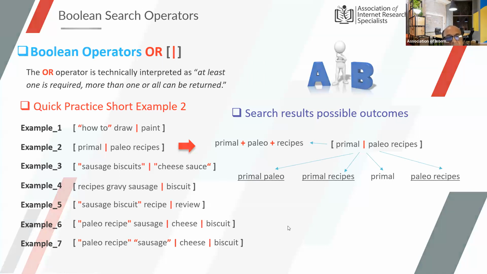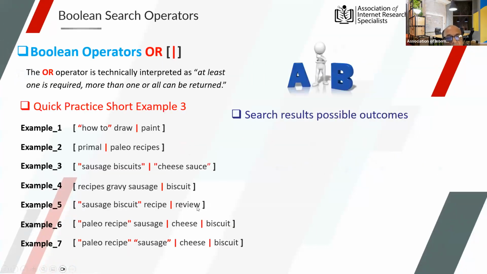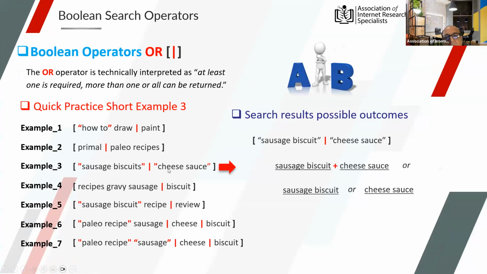Now compare it with the third one, sausage biscuits and cheese sausage. This is more controlled because you have these within quotes and it is just comparing and looking for these two. But the default action again would be that you will find both of these, the cheese sauce and sausage biscuit, first. Later you will see their combination, you will see them as one of the choices that is appearing in the snippets.